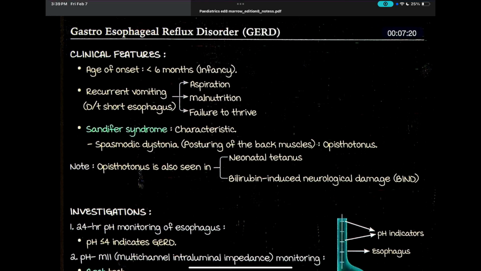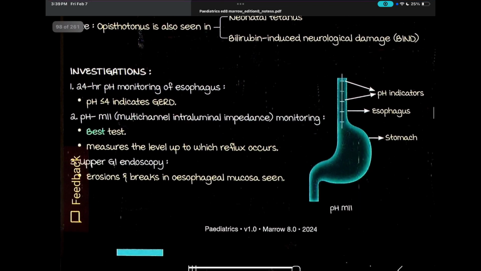Sandifer syndrome. Note: opisthotonus is also seen in neonatal tetanus and bilirubin-induced neurological damage, which is BIND. So you have your opisthotonus in Sandifer syndrome, neonatal tetanus, and bilirubin-induced neurological damage, BIND.